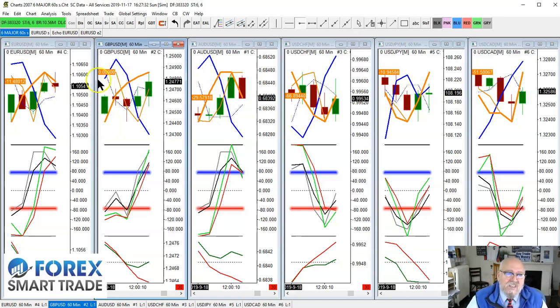So I'm looking for a 0 or minus 100, and it doesn't have to be exact. It can be within 10 points of either end. So I can go from 0 to minus 10 or minus 90 to minus 100.